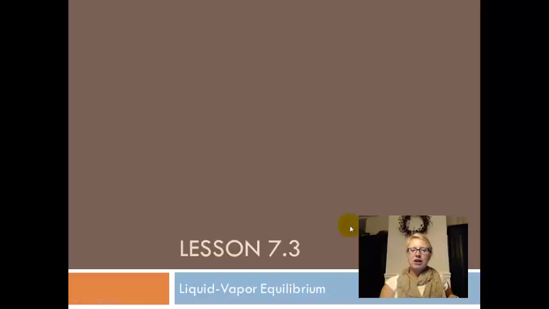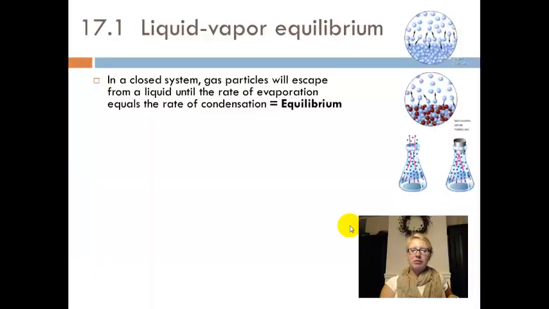Lesson 7.3, liquid vapor equilibrium. So liquid vapor equilibrium exists in a closed system, and when you have a liquid, gas particles will escape from the liquid until the rate of evaporation equals the rate of condensation, until it reaches equilibrium.